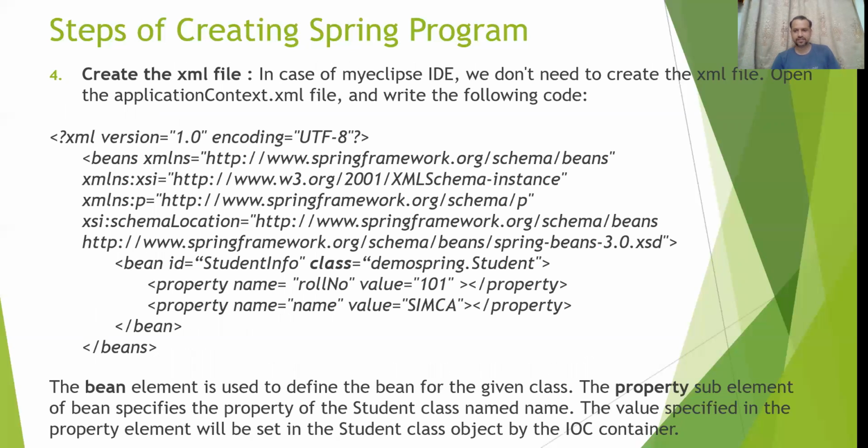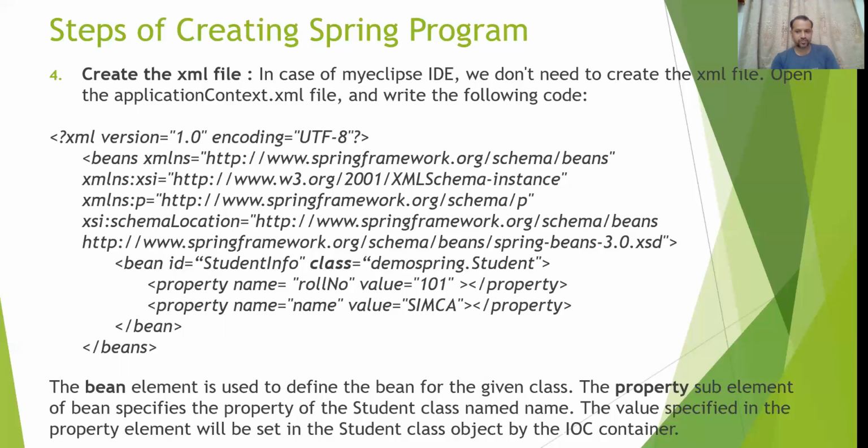The property is a sub-element of the bean, and it specifies the properties of the student class, named roll number and name. The value specified in the property element will be set in the student class object by the IOC container. Means the IOC container is going to play the role here, because you have set the values in the applicationContext.xml file for the student class.